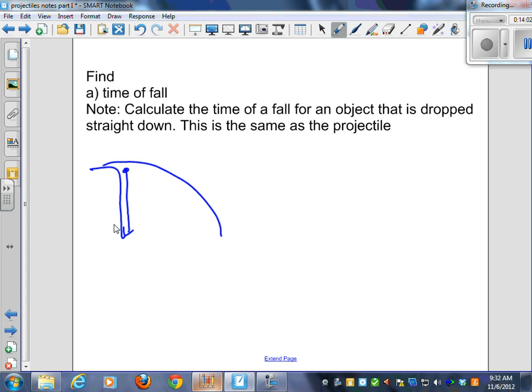So how are we going to do that? What is the vertical component at this point, at the start? 0. What is the vertical acceleration? Minus 9.8. We want to know the time. The distance, is it 45 or is it minus 45? Does it matter, do you think? Well, let's just see. What formula am I going to use that has V, A, and D in it and also solving for T?